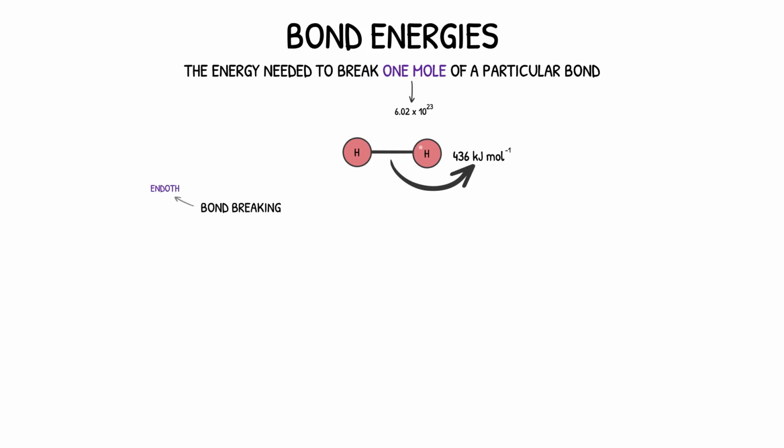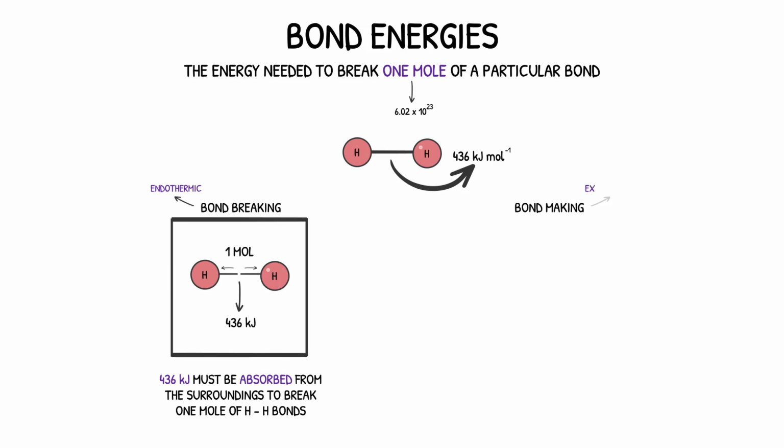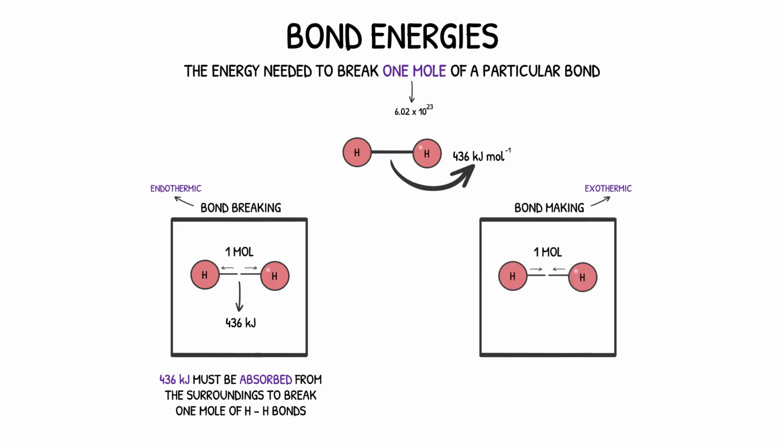Breaking bonds is an endothermic process as it absorbs energy from the surroundings. So, to break 1 mole of hydrogen to hydrogen bonds, 436 kilojoules of energy is absorbed from the surroundings. However, bond making is an exothermic process as it releases energy into the surroundings. So, to make 1 mole of hydrogen to hydrogen bonds, 436 kilojoules of energy is released into the surroundings.